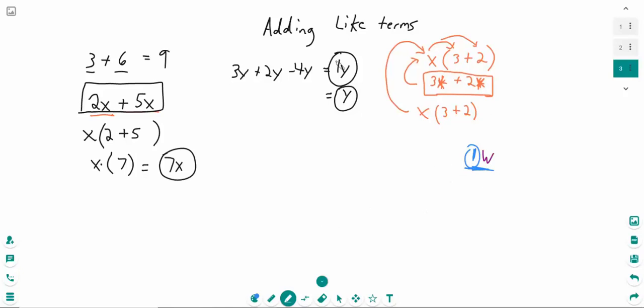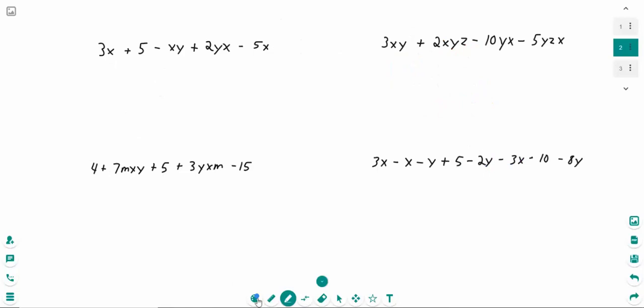So either one of these answers would be correct, 1y or just y. Later, we're always going to write this as y. We're not going to even bother writing the 1. So most of the time, in the future in particular, we're just going to be describing that answer as y, and that's it. All right, so let's try some of these. All right, so let's look at these problems.